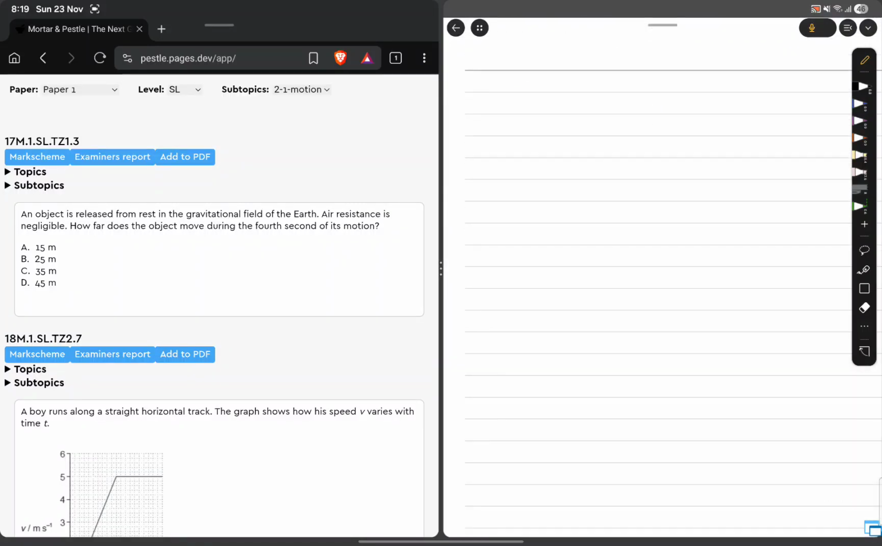Alrighty. An object is released from rest in the gravitational field of Earth. Fancy way of saying just falling, okay. Air resistance is negligible. How far does the object move during the 4th second of its motion? Alright, it's been falling for 4 seconds. What's the distance? So we're going to use the same formula, displacement is half gt squared. This is the free fall equation.